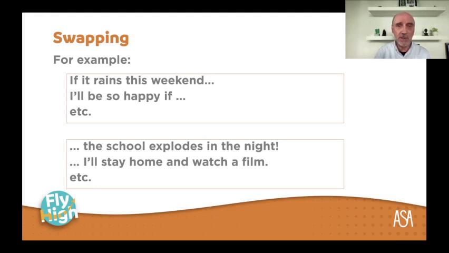So if it rains this weekend, the pair will now receive this new page and they'll have to decide, if it rains this weekend, I'll stay home and watch a film. I'll be so happy if the school explodes. Yay! So it's a little bit inventive, a little bit creative, a little bit personalized. It's using grammar to communicate real ideas, sometimes a little funny. And then they get a chance to check those back with their partners.